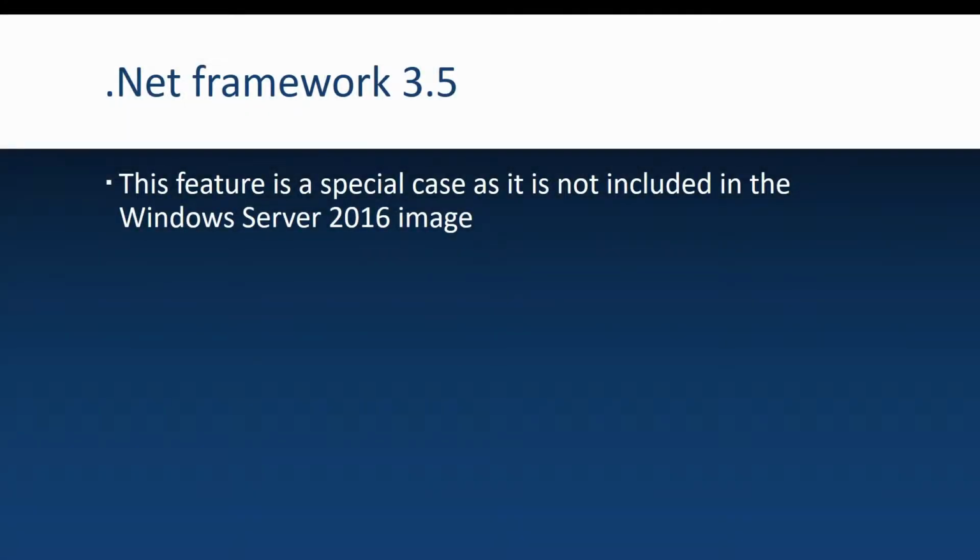Let's now talk about .NET Framework 3.5. So .NET Framework 3.5 is also a feature on demand, but this is a special case. It's a special case because this feature is not included in the installation WIM. So if you would want now to install it, you would not be able to install it because it's not in the WinSxS, and you would not be able to use the command from before using the WIM because it's not there.